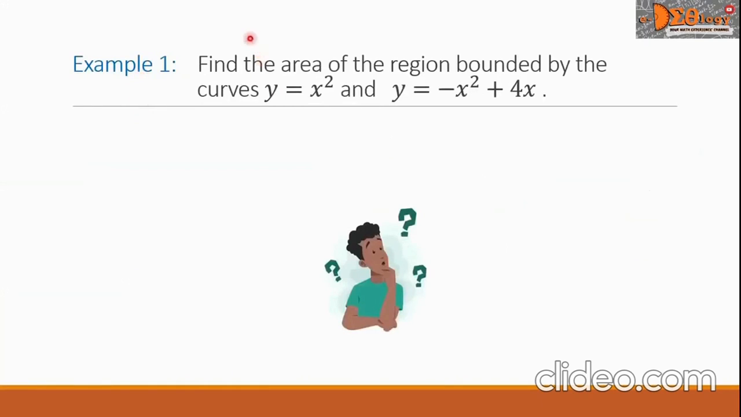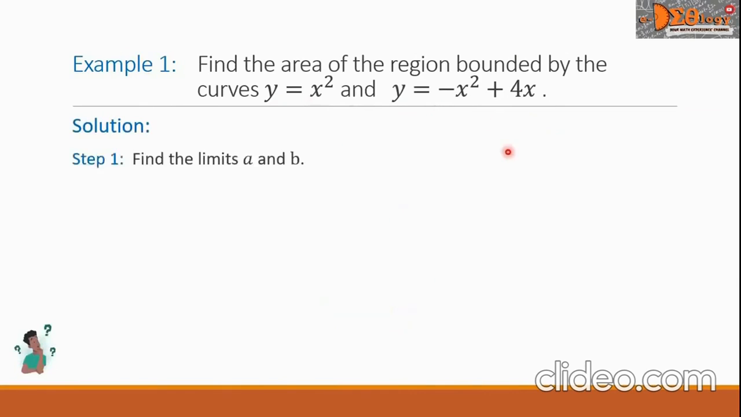Example 1. Find the area of the region bounded by the curves y equals x squared and y equals negative x squared plus 4x. Step 1 is find the limits a and b. We say that the y of the first equation is equal to the y of the second equation. Therefore, the right-hand side of the first equation is equal to the right-hand side of the second equation.